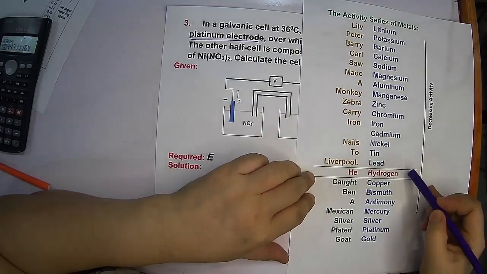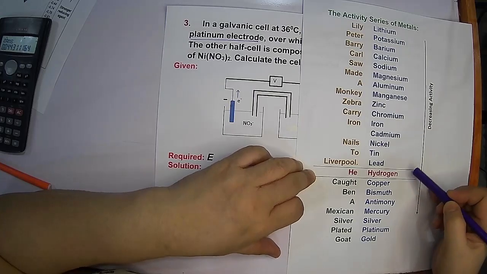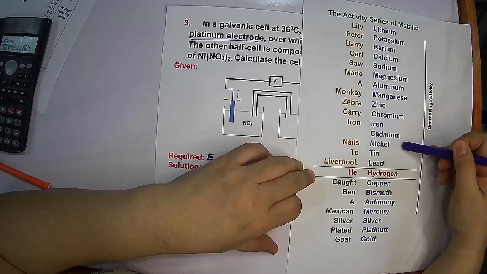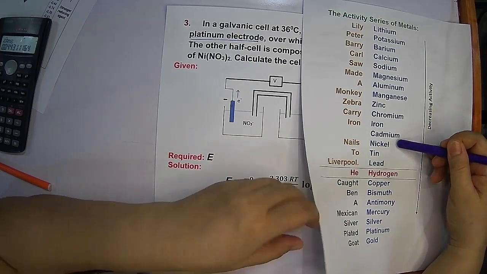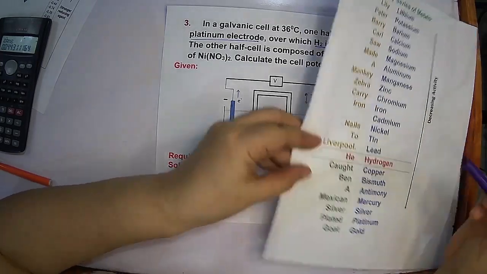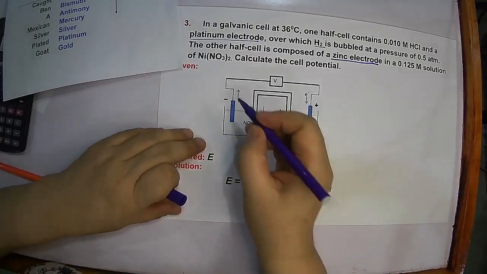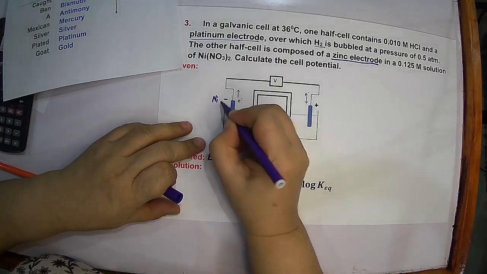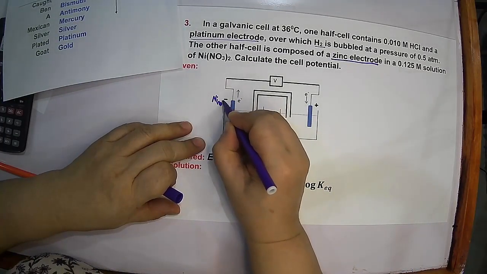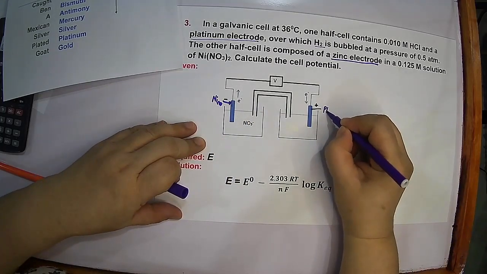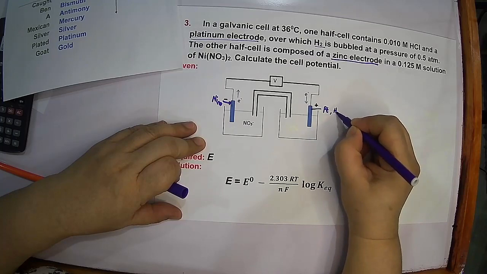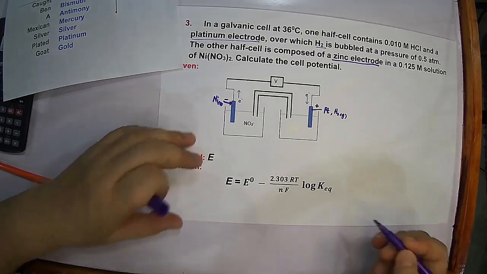Okay, hydrogen and nickel here. So nickel is above hydrogen, so your anode would be nickel and your cathode is the platinum. Okay, so you have here the nickel as your anode. And this one is your platinum, where hydrogen gas is bubbled.